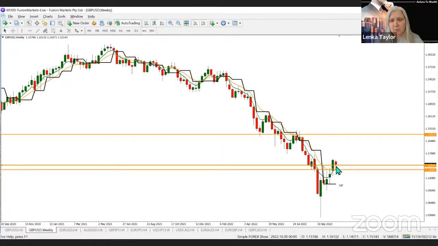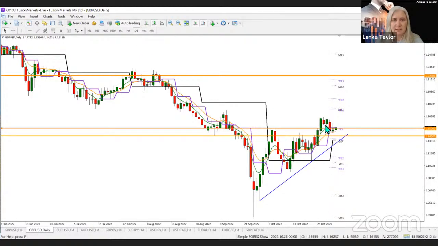Here, this is weekly. So I'm looking for a pullback and then looking for long opportunities after that, treating this as a false break. So just waiting for that retest. On the daily, what that looks like is we're now in this short-term uptrend. So looking for a pullback to the bottom, to that previous level of resistance or the trend line.